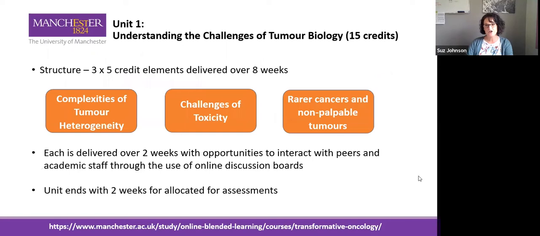So the unit is structured with 3 5-credit elements, which are delivered over 8 weeks. These 3 elements are complexities in tumour heterogeneity, challenges of toxicity, and then we'll look at rarer and non-palpable tumours. So in terms of the complexity of tumour heterogeneity, we will deliver critical insights into diverse tumour types and exploring how tissue, stage, and cell of origin can all affect both the treatment and the detection. We'll talk about cellular composition and also the important role of the microenvironment in tumour progression.